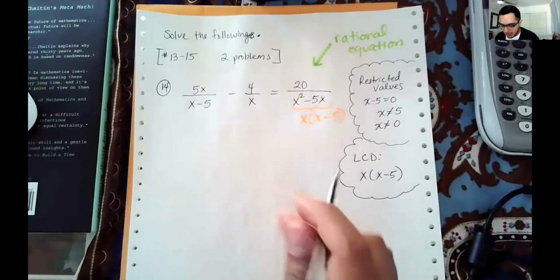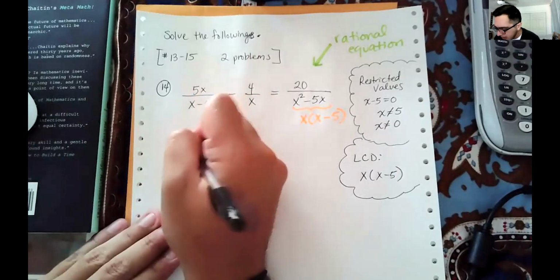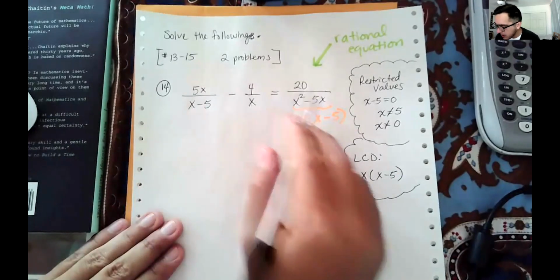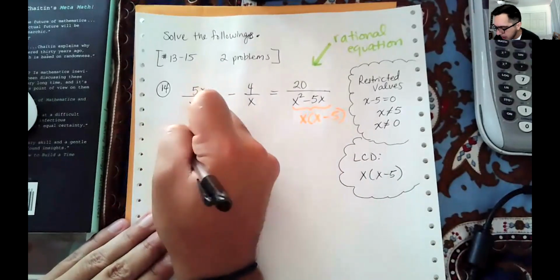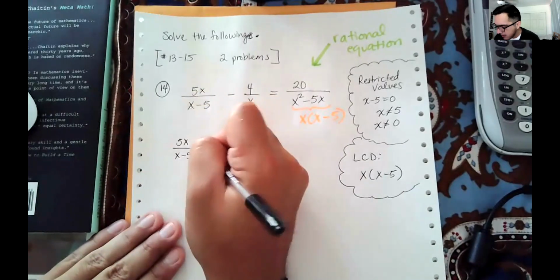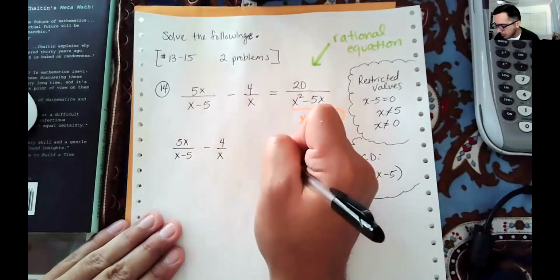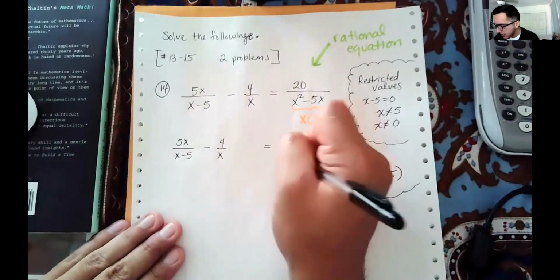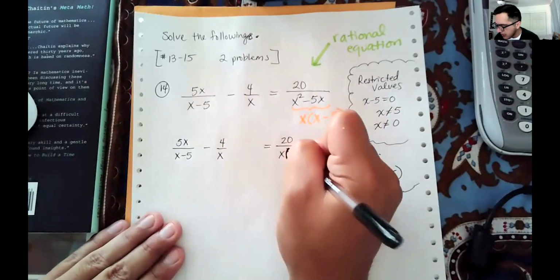So what do I mean by that? Let me go ahead and write this down. I'm going to multiply each of the terms by this LCD. So it's going to be a lot of writing. Bear with me. So we'll have this minus 4 over x. Going to leave myself some space. 20 over x. And I'm going to write this in factored form. So x times x minus 5.